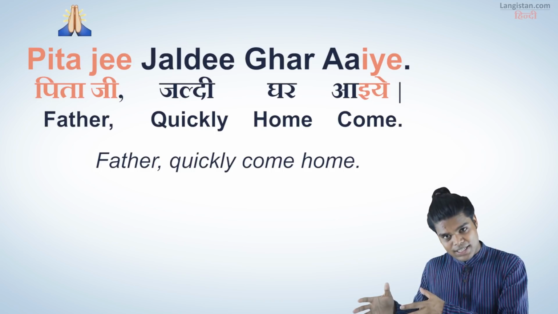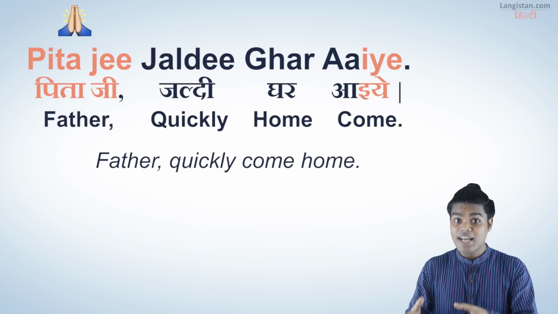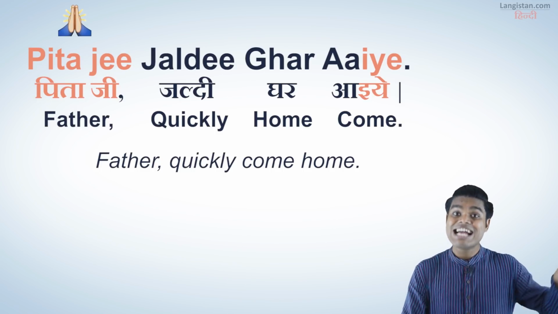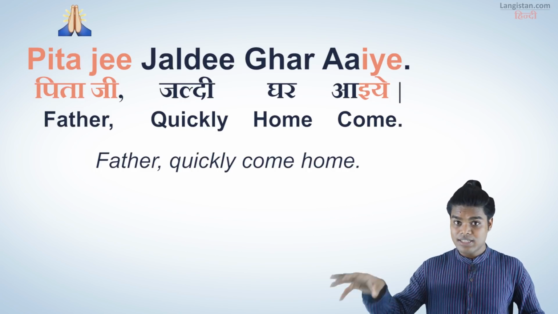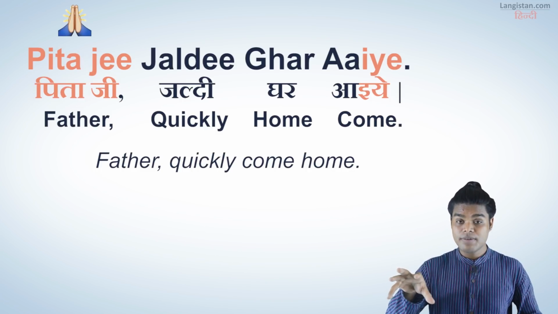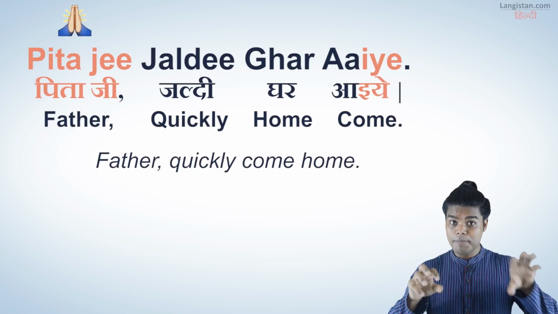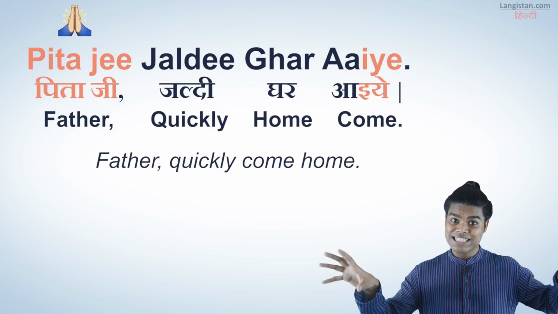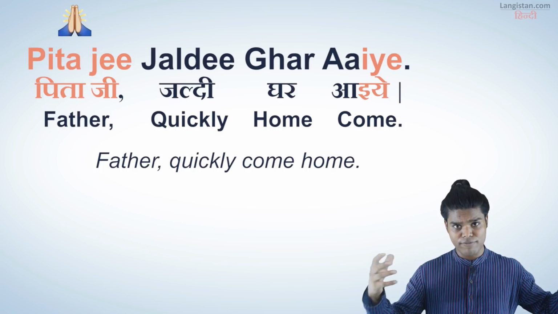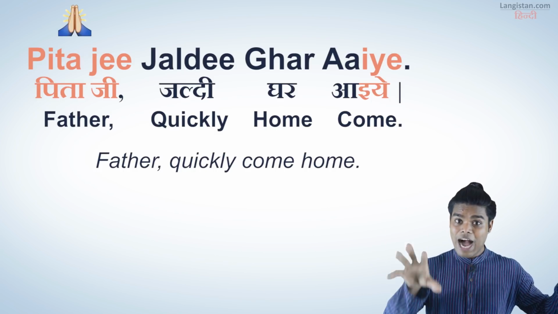Now पिताजी जल्दी घर आइए. So father, jaldi means quickly, quickly. Ghar is home. A means to come. A and ie. So see, pitaji ie. Pitaji, you have to be formal, respectful, honorific. Pitaji, aap ghar aiye. I have used pitaji here because I am very specific. Father, please, on the phone probably. Father, please, I am the child, little child. Pitaji jaldi ghar aiye.